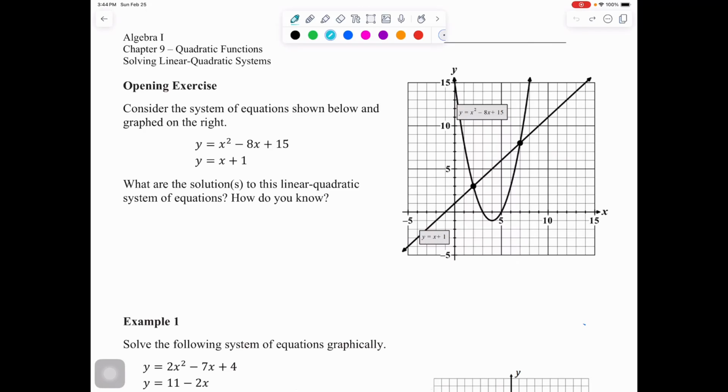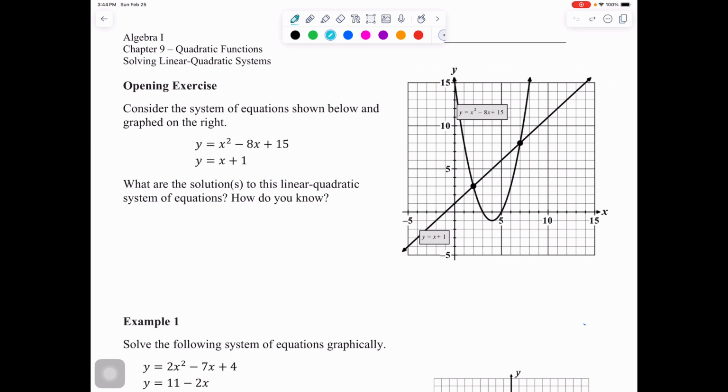Today's lesson is called Solving Linear Quadratic Systems. So I'd like you to start with the opening exercise. It says, consider the system of equations shown below and graphed on the right. So the equations are there, already graphed for you, labeled so you can see which one is which. What are the solutions to this linear quadratic system of equations, and how do you know?